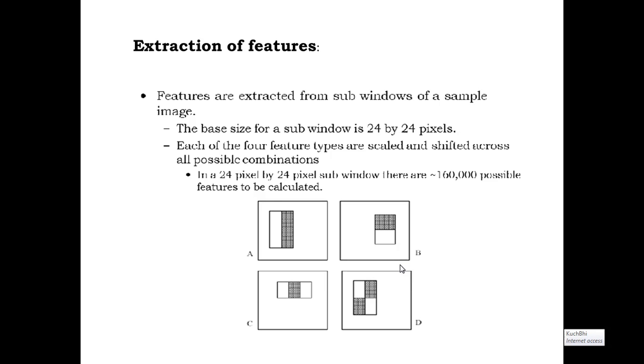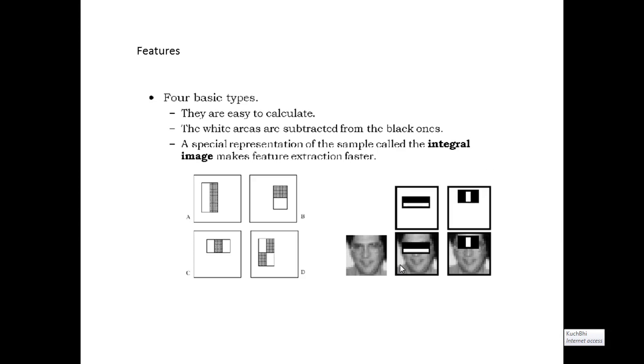The extraction of features: features are extracted from sub-windows of a sample image. The base size is 24 by 24 pixels. They are scaled and shifted across all possible combinations, and in this there are about 160,000 possible features to be calculated. The features are basically four types, as you can see in the image, and they are very easy to calculate. The white areas are subtracted from the black ones. A special representation of the image sample called the integral image makes feature extraction faster.